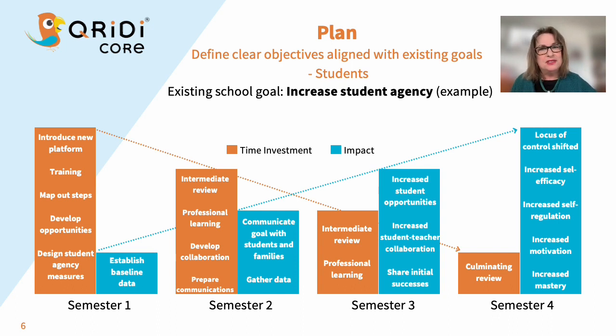One of the ways to address this is something I call chunking things out over time. So if we take 4 semesters, for example, or 6 semesters even, and you have a bigger goal, a change you want to achieve, we can clearly map out that, yes, the time investment in the beginning is there.